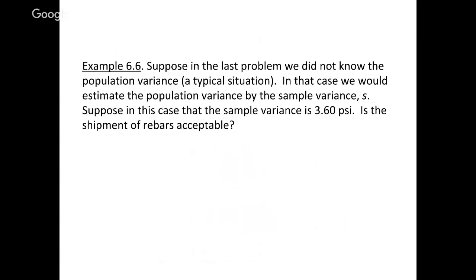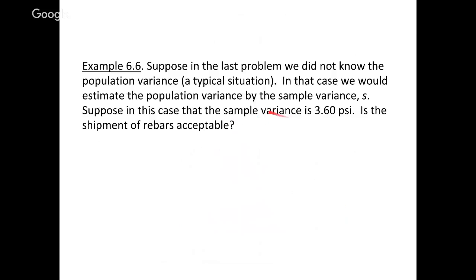All right, so I pretty much went through that problem the last time, in the lecture last week. Now I want to elaborate on that example a little bit by saying, okay, what if we didn't know the population variance? That's a very common situation. And so we're given the sample variance.